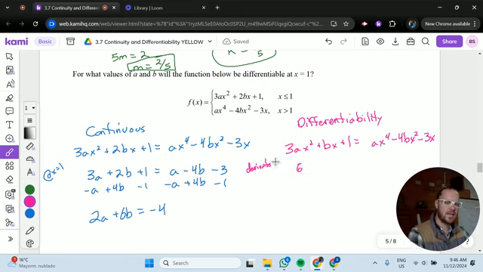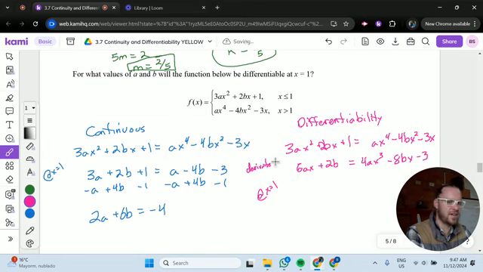So this will be 6ax. Where? Ah, yes, thank you. There should be a 2 here. So 6ax plus 2b, and then the 1 goes away. Over here, I'm going to get 4ax cubed minus 8bx minus 3. Because remember, I'm pulling down the exponent and subtracting 1 from the exponent. Okay? But I don't really want just the derivative. I want it specifically at x equals 1.